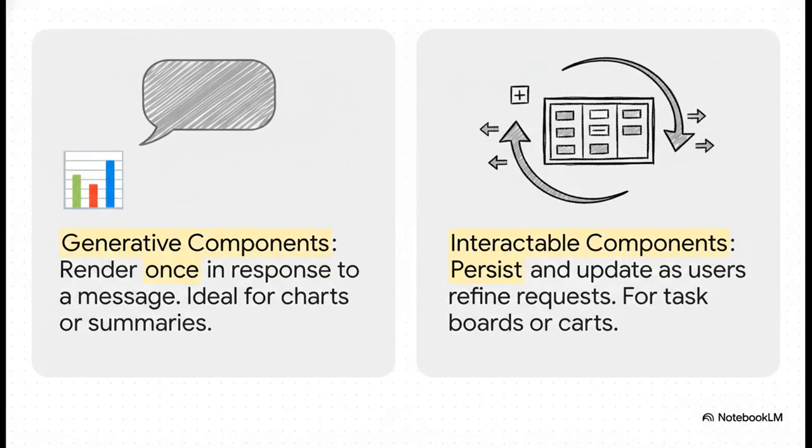Now, this is a really important distinction Tambo makes. There are 2 kinds of components. You have generative components, which are kind of like one-and-done deals, perfect for showing a chart or a quick summary in a chat. But then you have interactable components, and this is where the real magic happens. These things are stateful. They persist. They can be updated. We're talking about things like a Trello board, a shopping cart, or even a spreadsheet that the user can build and change through a conversation. This is what lets you build real, living apps.